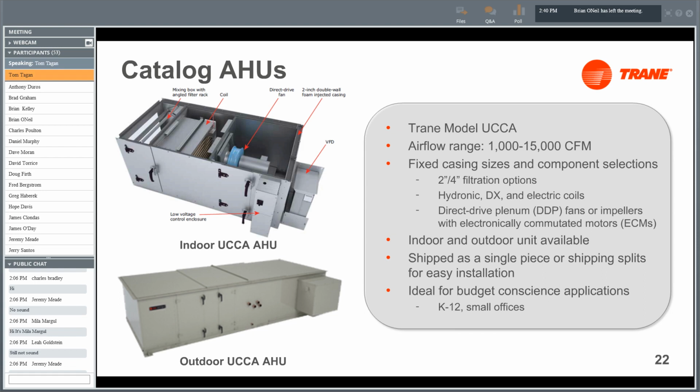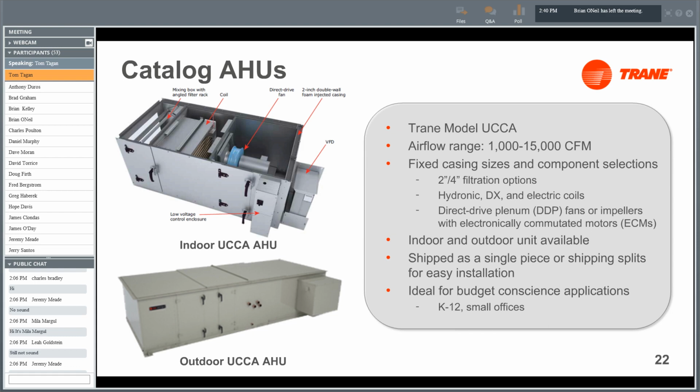To start us, we'll take a look at these catalog air handlers. So when we first did this catalog, I think the nomenclature was that you could physically open a catalog and scroll down and pick an air handler out of the page. So it's a very, very pre-packaged solution. They come at smaller airflow ranges, usually 1,000 CFM to 1,500 or 15,000 CFM. They have fixed casing sizes, so fixed aspect ratios, and fixed component selection. So it might be limited to 2-inch or 4-inch filters.